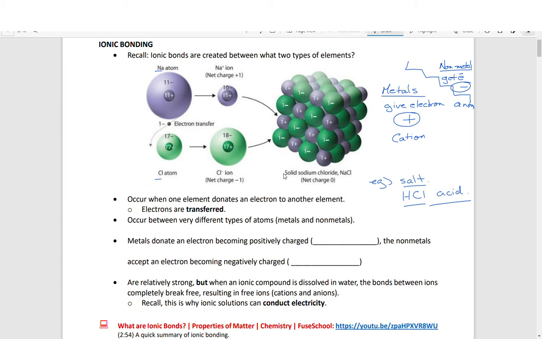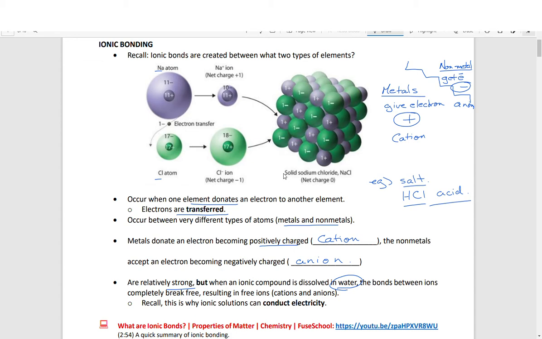Let's take a little bit of a closer look at these. They occur when one element donates an electron or the electrons are transferred from one atom to another. They occur between different types of atoms, so metals and nonmetals, like I had summarized. The metals donate the electron, becoming positively charged, which are cations, and the nonmetal accepts the electron, becoming negatively charged, or the anion. It's a relatively strong bond, but it's not strong enough to overcome the wily ways of water.